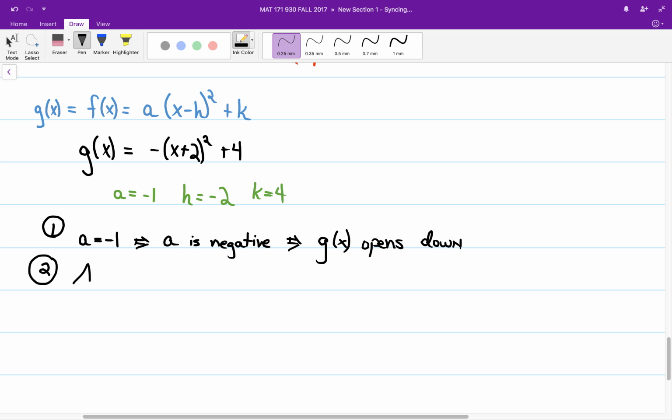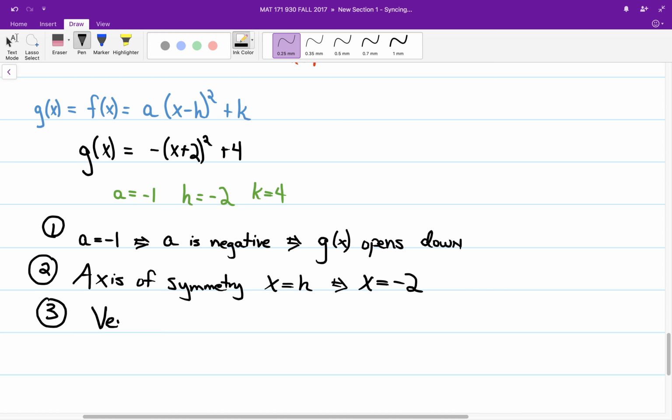For what we have regarding the axis of symmetry, in the general form we have x is equal to h, and with the value of h specified at -2, the axis of symmetry is x is equal to -2. And as for the vertex, again, the general coordinates are h and k. For this particular function, that translates to -2, 4.